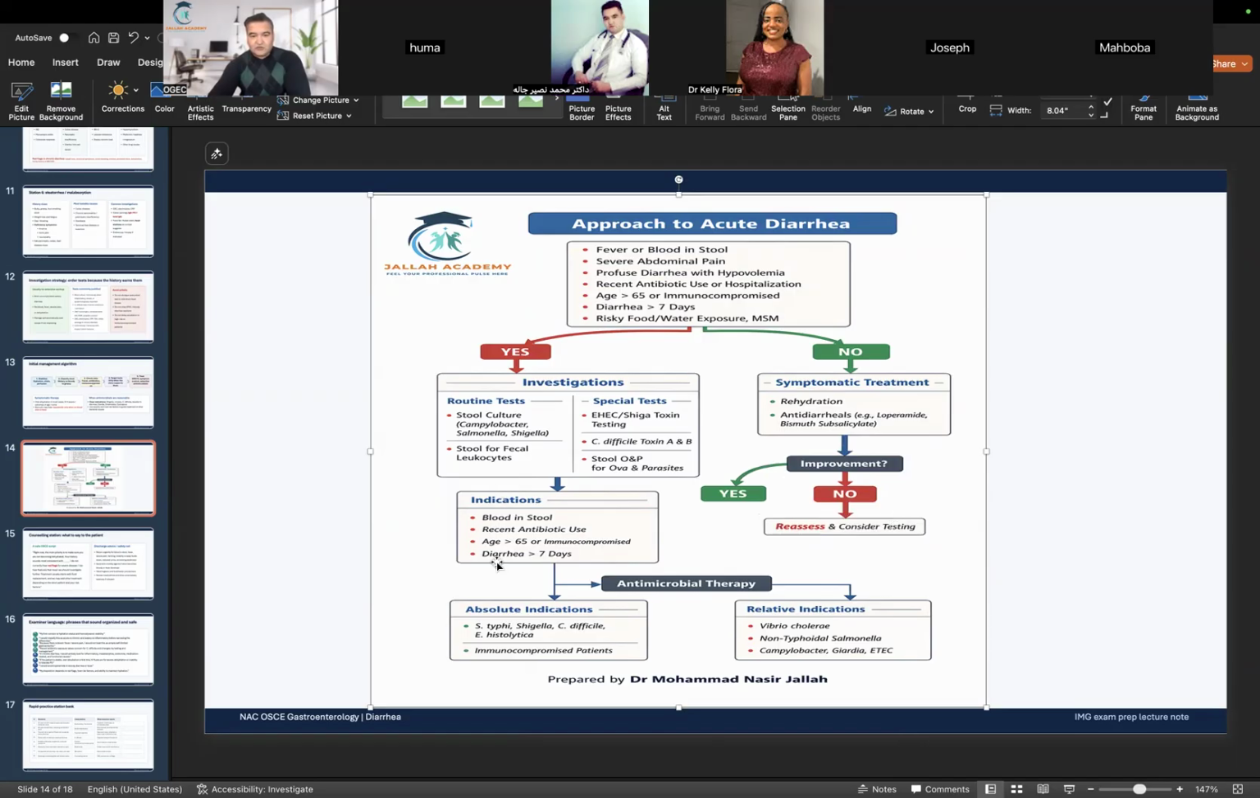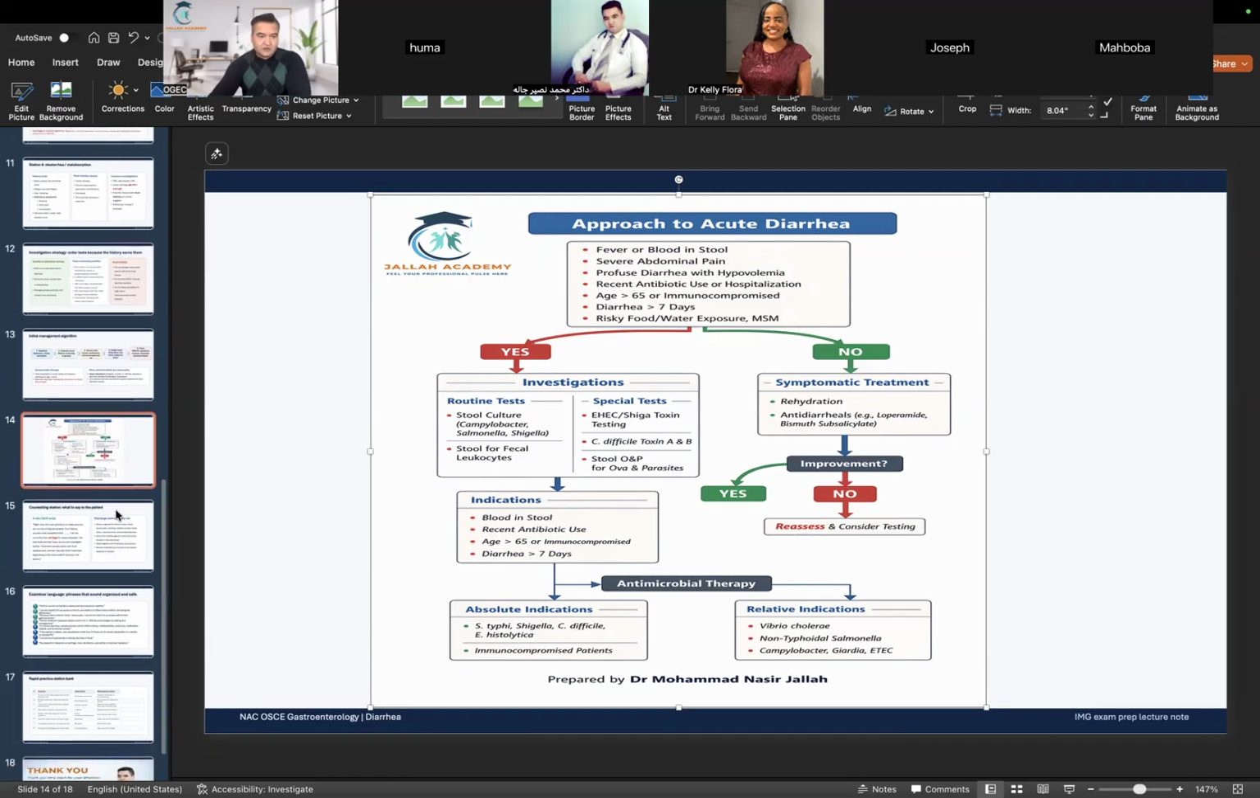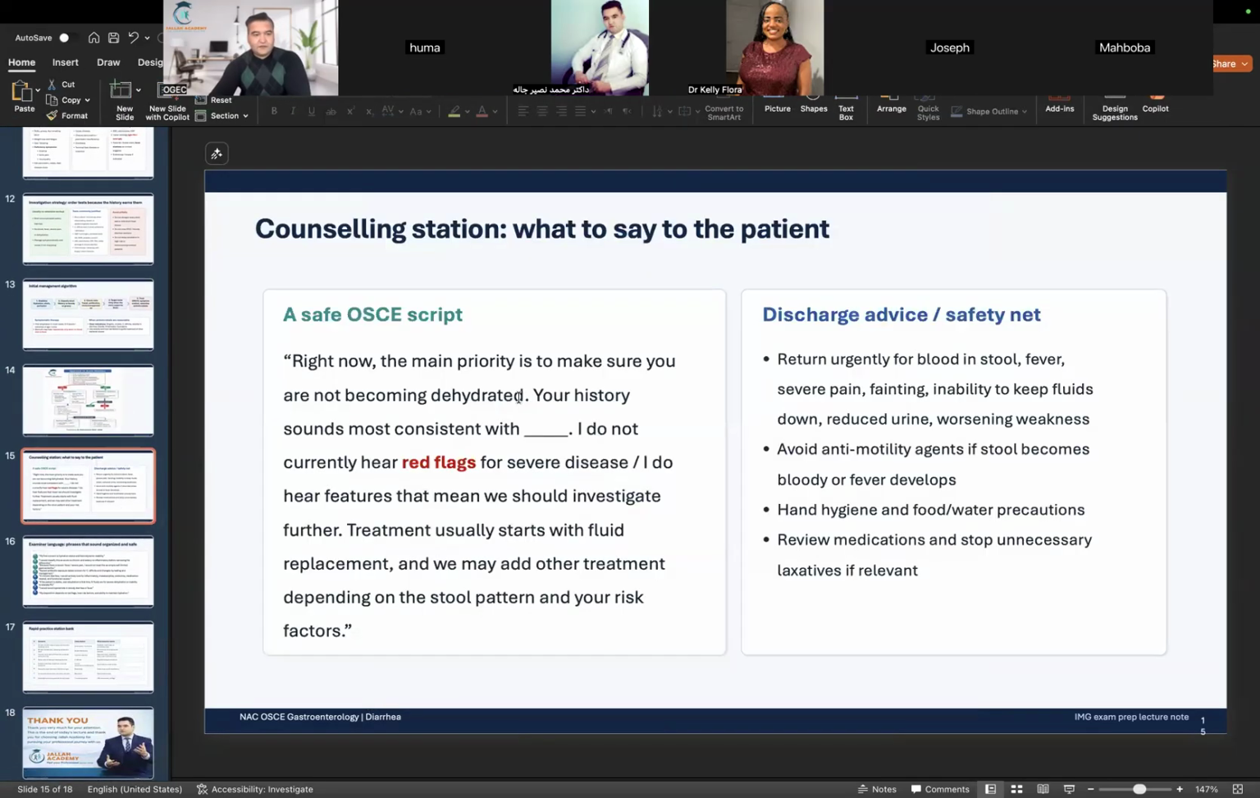The indications for investigation are blood in the stool, recent antibiotic use, age, more than 7 days. And these are the additional investigations. Counseling station. Let's do the counseling station.